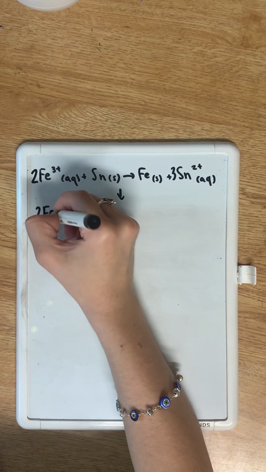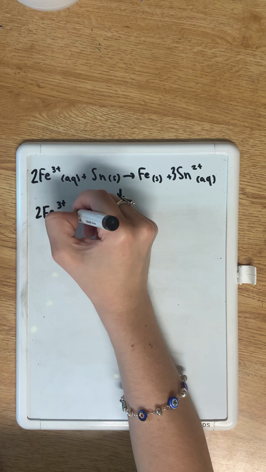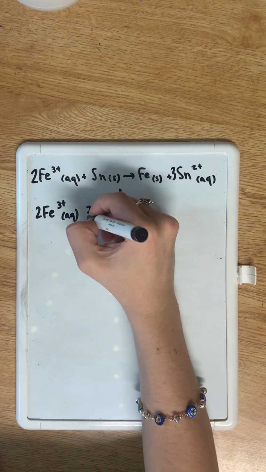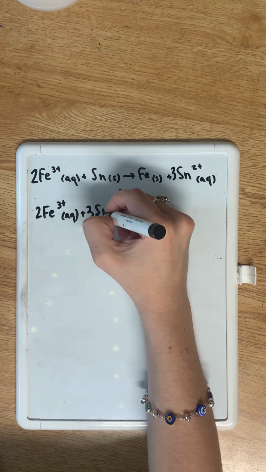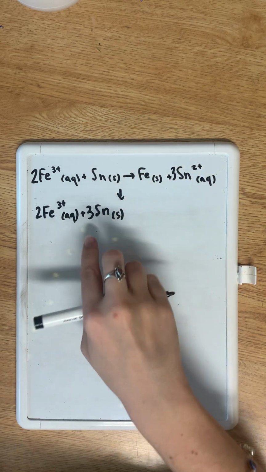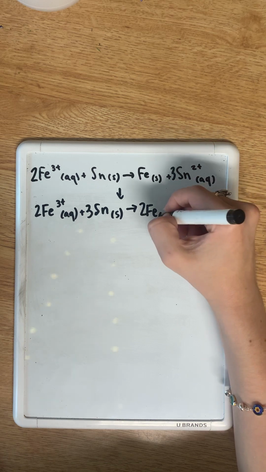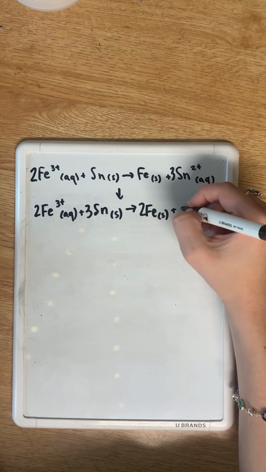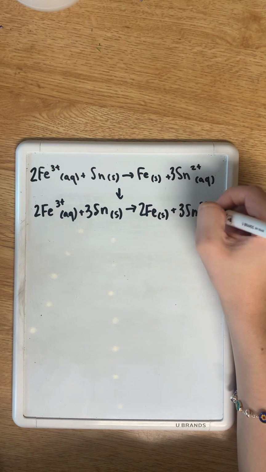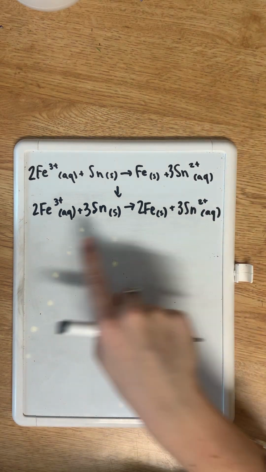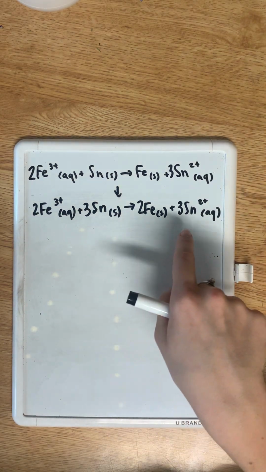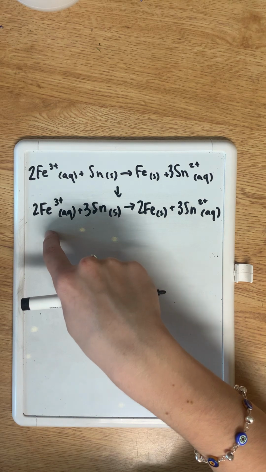So I want to add a 3 here, so that we have 3 moles of tin here and 3 moles of tin there, and then a 2 in front of the iron, so we have 2 moles on each side. So now the atoms are balanced and the charge is also balanced. We have 6 plus on both sides.